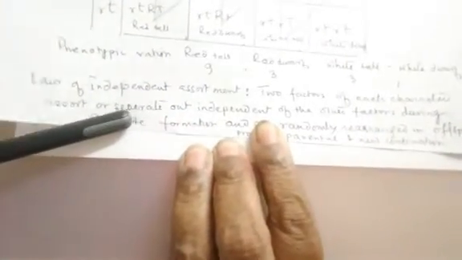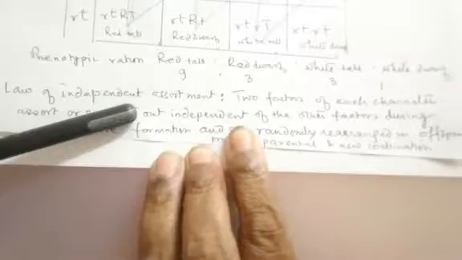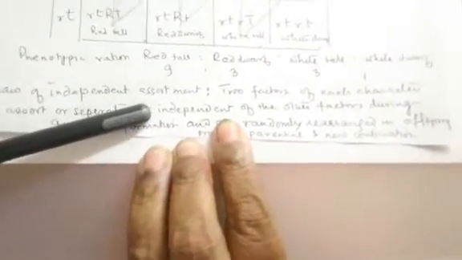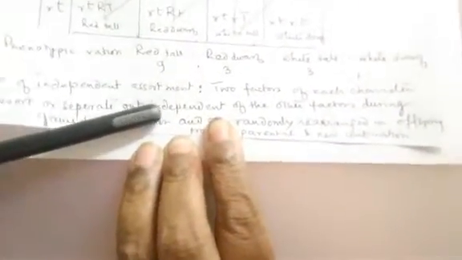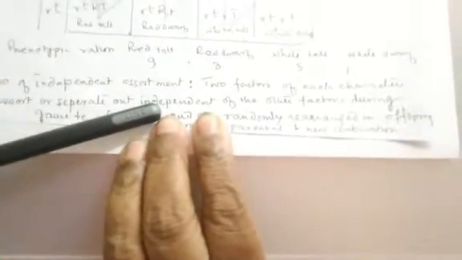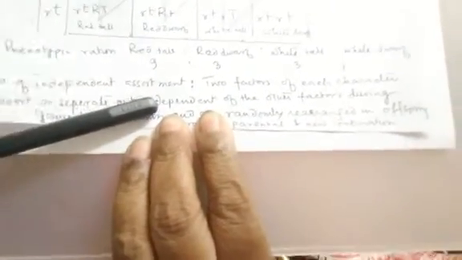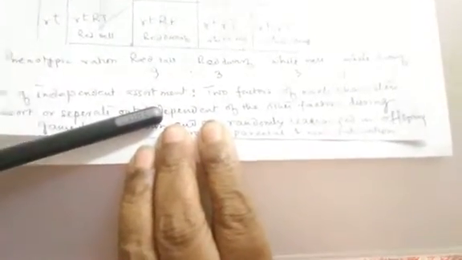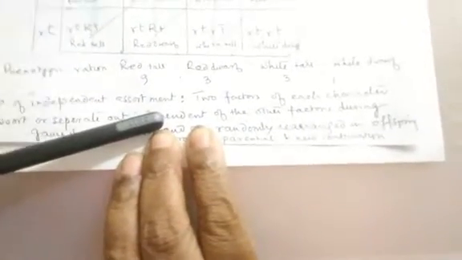Now the law that has been deduced from this is the law of independent assortment. Clear? Mendel deduced the law of independent assortment from this cross. Clear? So dihybrid cross, according to which this law, two factors of each character assort. So think here the flower color and the height, two factors of each character assort or separate out independent of the factors of the other character.